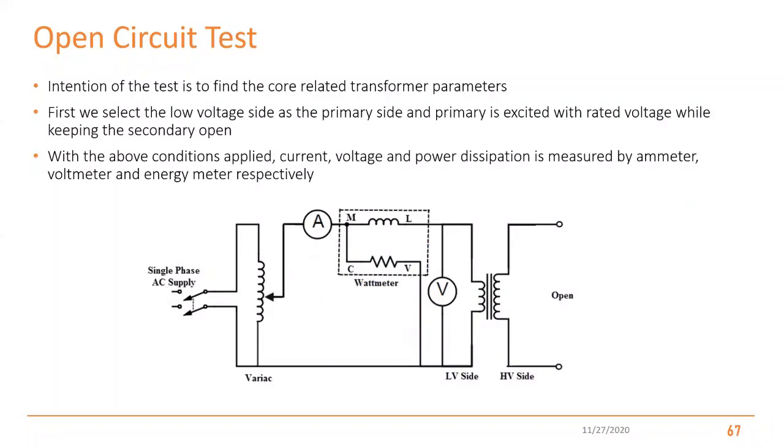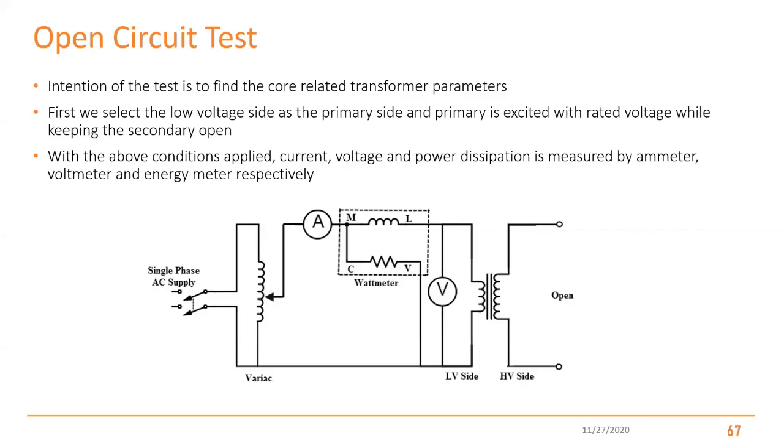Last time we started the discussion of the tests we carried out to find the parameters related to the transformer. We discussed that there are two basic tests we conduct to find those parameters. One such test is the open circuit test, and the other one is the short circuit test.